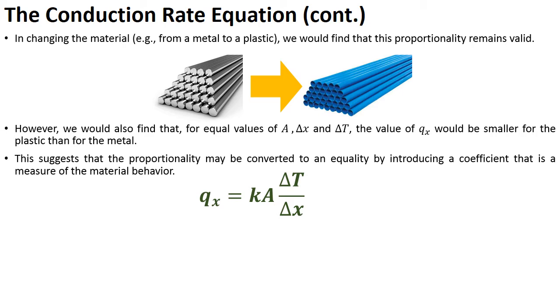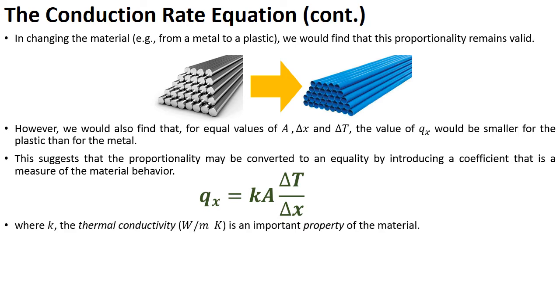This k is known as the constant of proportionality, and this k is a material property known as thermal conductivity. It has the unit of watt per meter Kelvin. The thermal conductivity of each and every material is different. It is different for copper, for iron, for aluminium, for wood, for glass, for plastic. For each and every material, thermal conductivity is different.